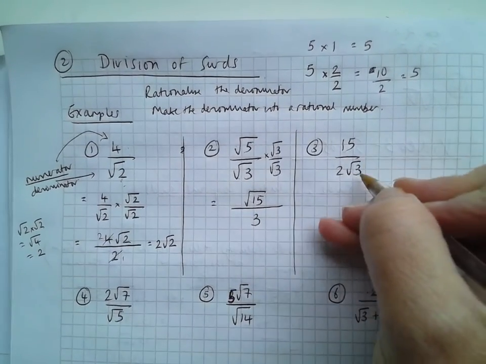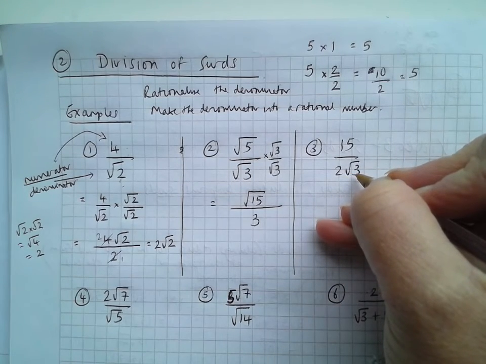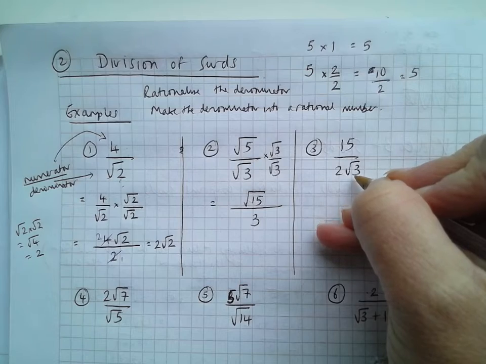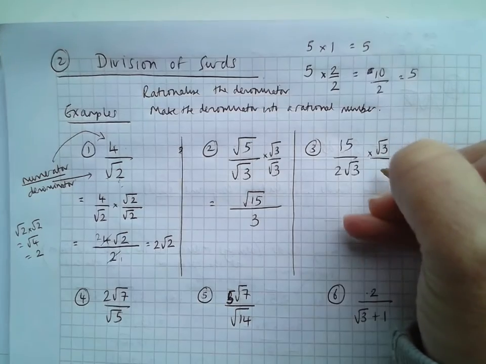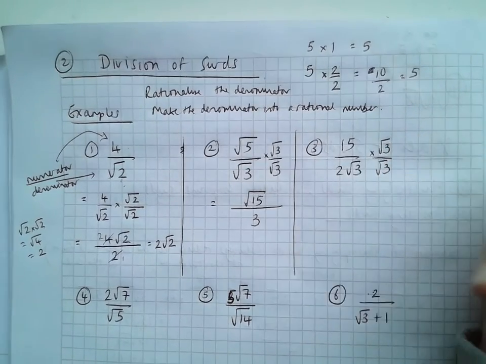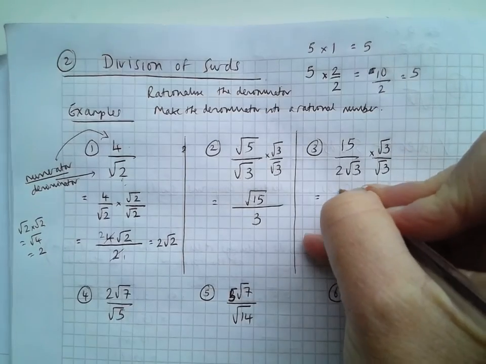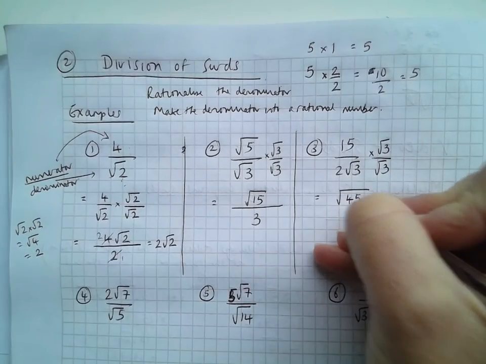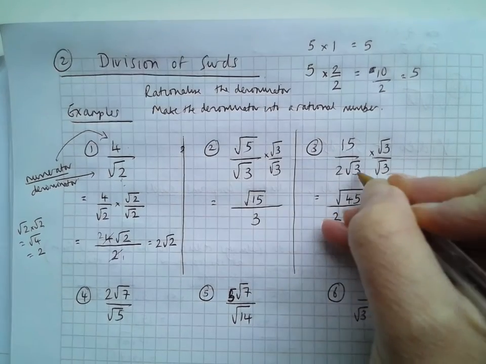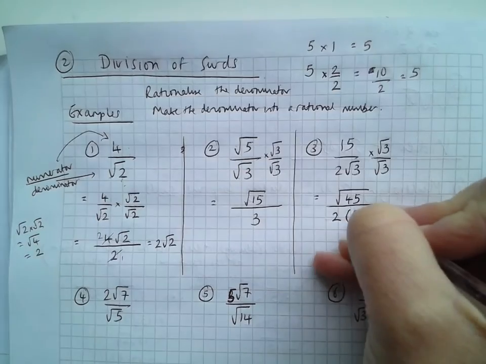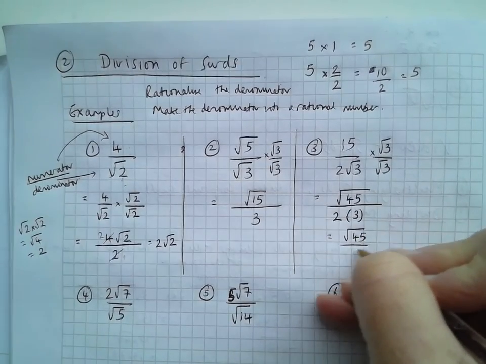15 over 2 root 3. Well, what would make 2 root 3 into a rational number? I can kind of ignore the 2. If I just multiply both sides, top and bottom, the numerator and the denominator, by root 3, because that's the only bit that's really causing any trouble. So on top I'll have the square root of 15 by 3, which is the square root of 45. And underneath I'll have 2 times root 3 by root 3, which is 3. So I'll have 2 by 3. So what I have is root 45 over 6.